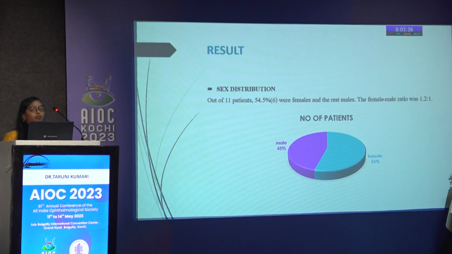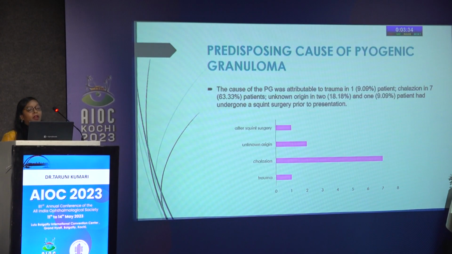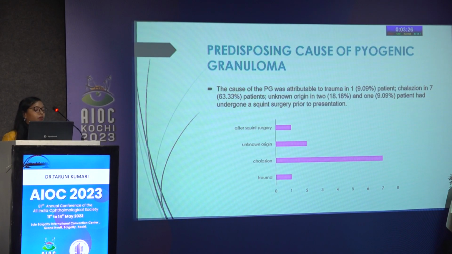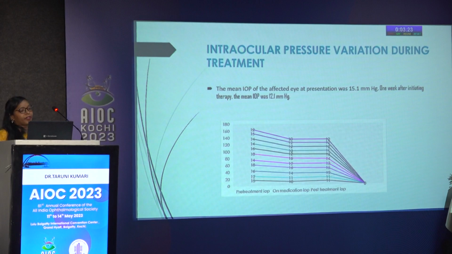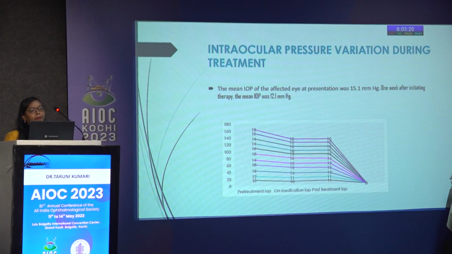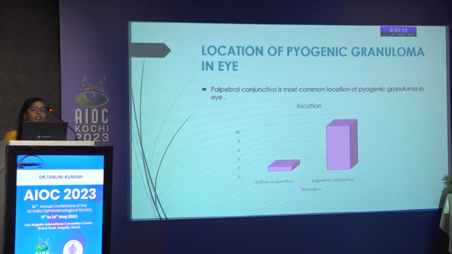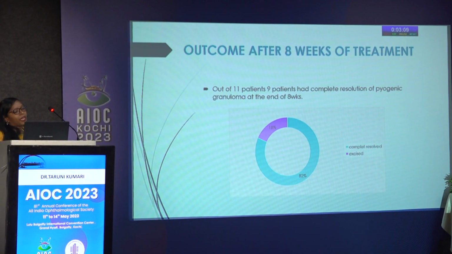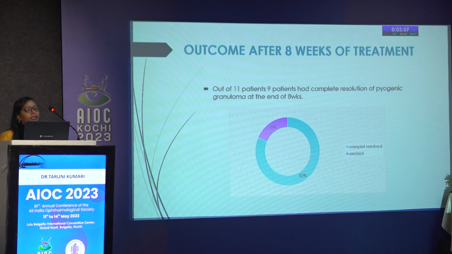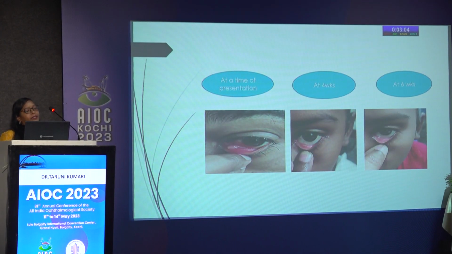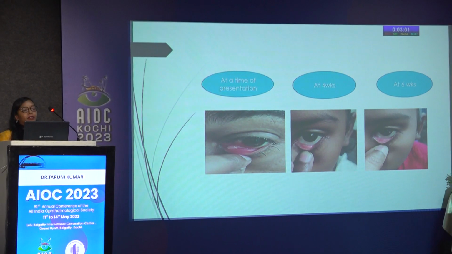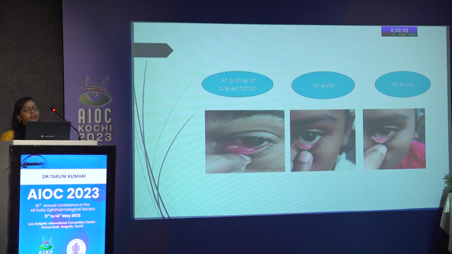Out of the 11 patients, 54.5% were female and the rest male. According to this bar diagram, the most common predisposing factor for development of pyogenic granuloma is lesion, followed by unknown origin and trauma. The mean IOP of the affected eye at presentation was 15.1 mmHg. One week after the initiation of therapy, the mean IOP was 12.1 mmHg. Palpebral conjunctiva is the most common location of pyogenic granuloma in the eye. Out of 11 patients, 9 had complete resolution of pyogenic granuloma at the end of 8 weeks. The first diagram shows the patient at the time of presentation, the second diagram at the 4th week of treatment, and the third diagram at the 6th week of the treatment.